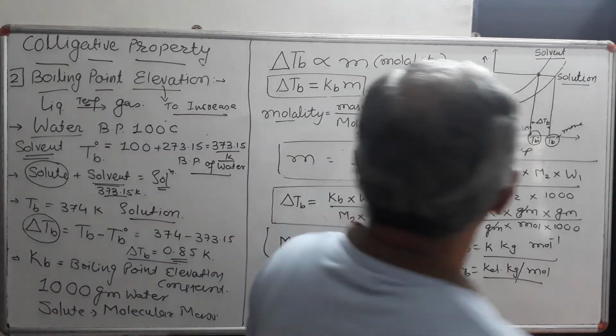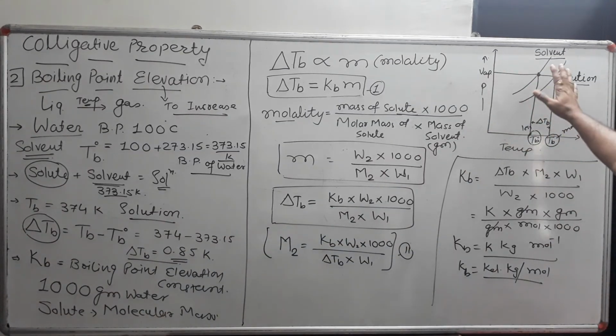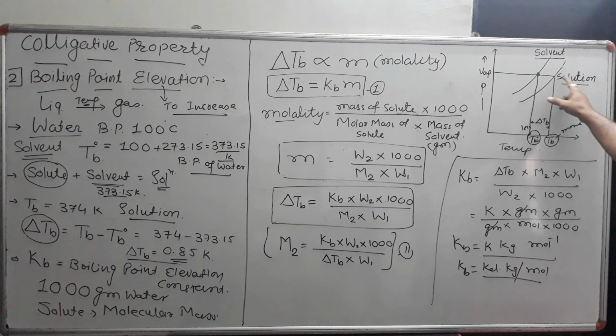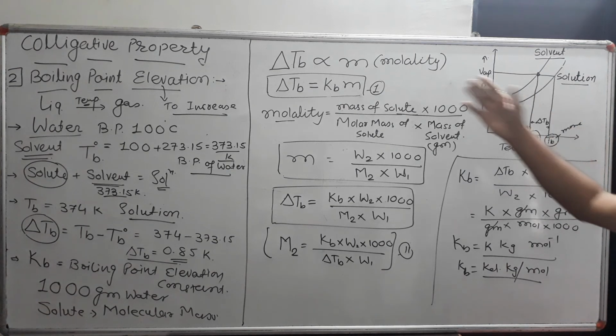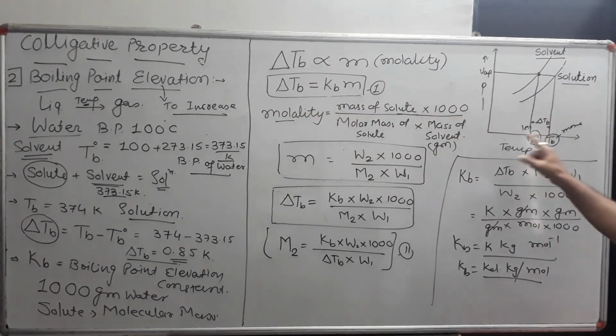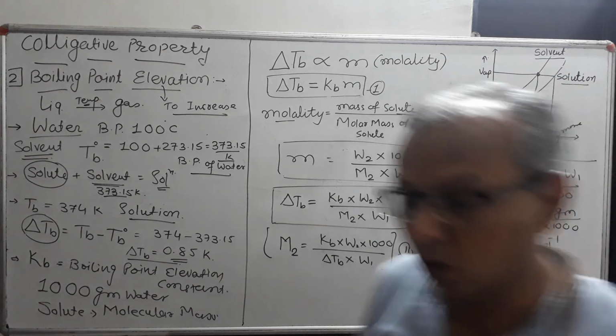Okay, friends. In the graph, as you can see, this is pressure. Pressure we are not considering here, but solvent and solution both have different temperatures. When pure solvent is there, its boiling point is less. When solution is prepared, boiling point is increased, and that is called boiling point elevation. That is delta TB. I think you got it, friends.